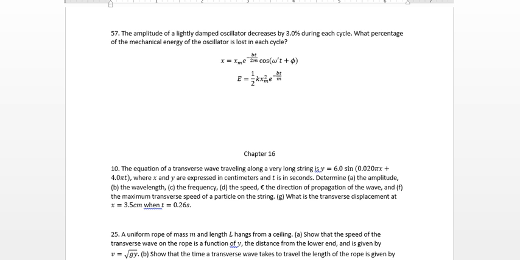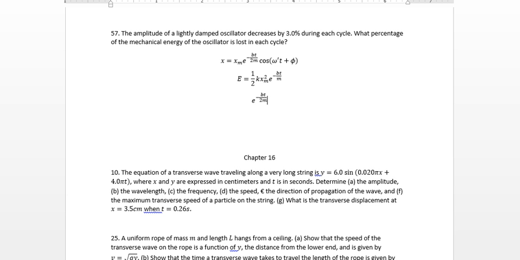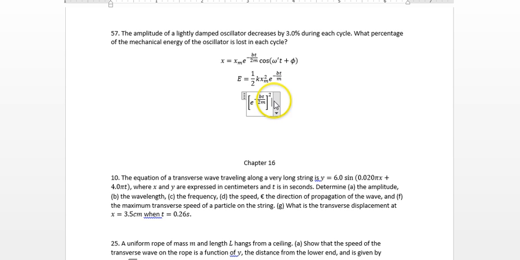Okay, so first is to recognize that e to the minus bt over 2m, right? That's where we are. If we take that whole thing and we square it, what do we get? Right? This whole thing squared, well, that 2 multiplies the bt over 2m, and so that squared is the e to the minus bt over m.